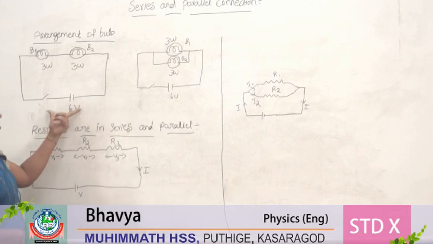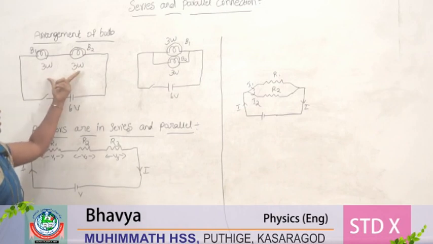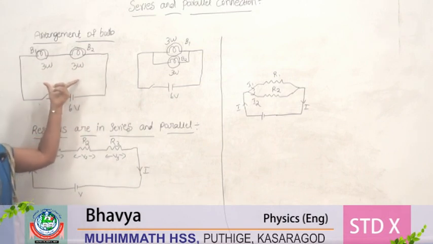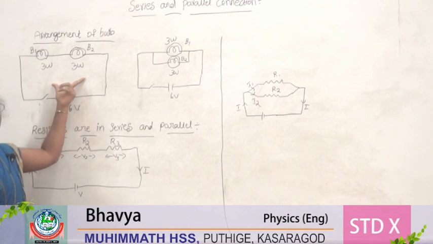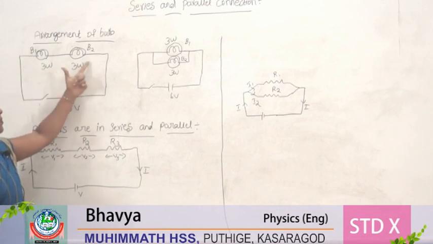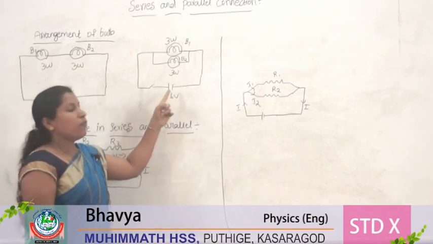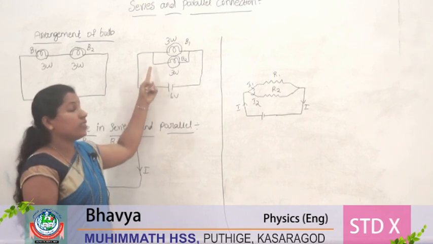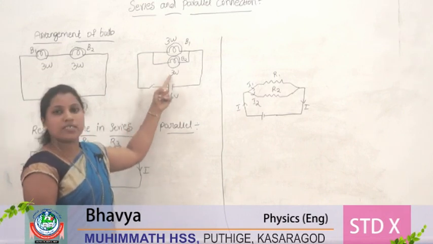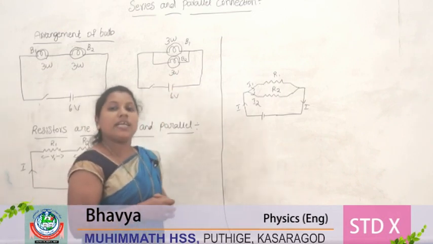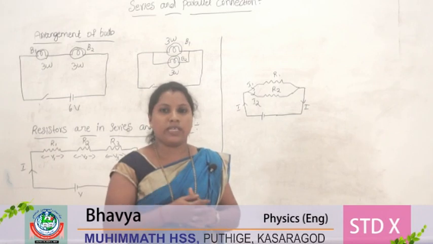In a series connection, if current is passed, the current does not change through the two bulbs, B1 and B2. Here the current does not change, but the voltage is divided. These two bulbs are dividing the voltage. But in a parallel connection, the current is divided, and the voltage is not divided. So in parallel connection the bulbs glow with more intensity.